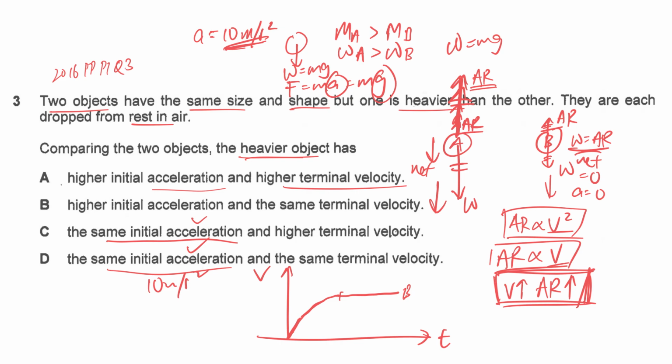If I were to draw the VT graph for object A, initially the gradient is the same, 10, then after that you continue to accelerate for a longer time and to a higher speed before it reaches terminal velocity. So the terminal velocity of A will be higher than the terminal velocity of B. So the answer will be C. The heavier object will have the same initial acceleration but a higher terminal velocity. All right, thank you.